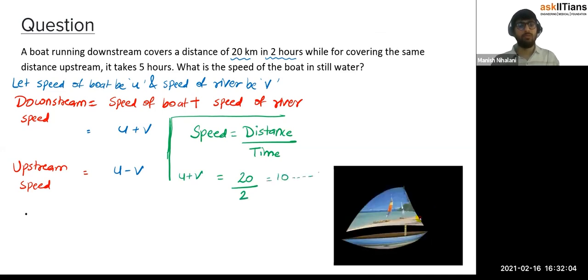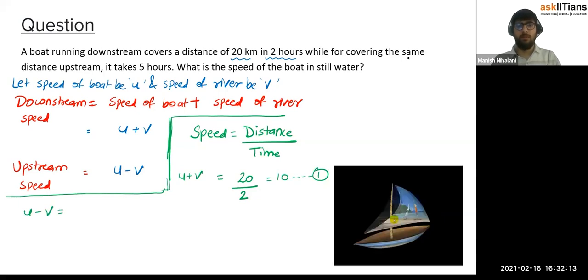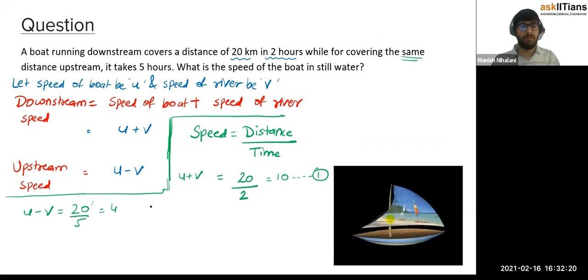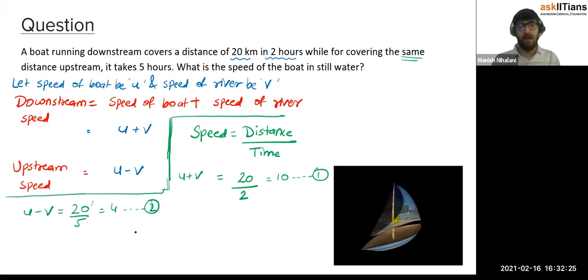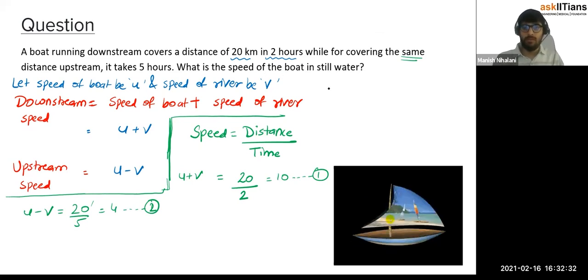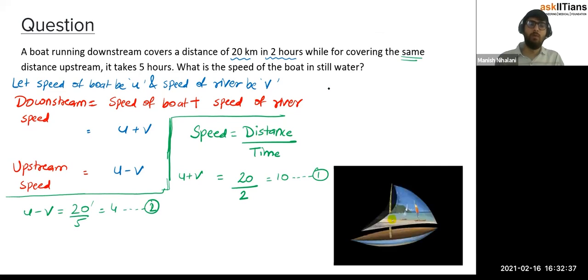This is your equation 1. Whereas in upstream, the speed is subtracted. So you would say u minus v is equal to the same distance, 20 kilometers. It takes 5 hours. So therefore u minus v is 4. These are the two equations which we have to solve and get the values of u and v, which means you have to find the speed of the boat in still water. In still water we have to find the speed of boat u.